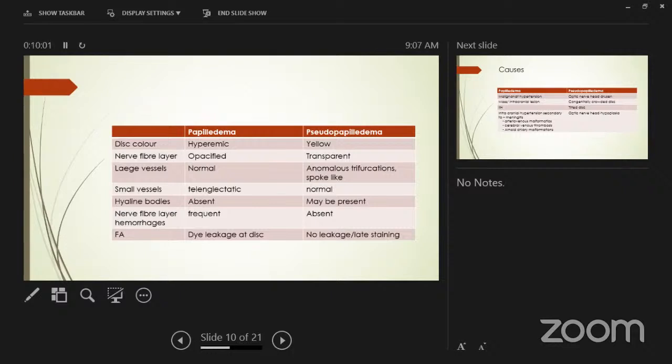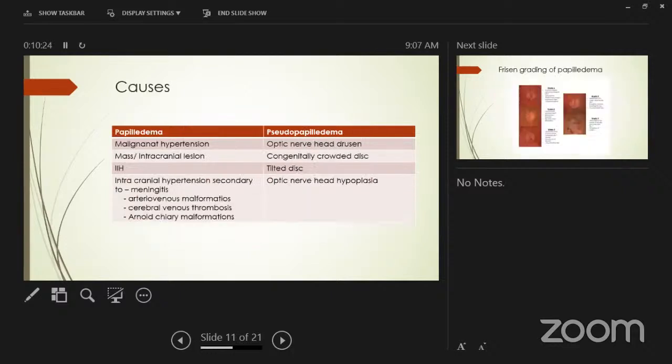Small vessels will be telangiectatic. Hyaline bodies will be absent in papilledema, and nerve fiber layer hemorrhages will be frequent, which are all absent in the case of pseudopapilledema. One of the important differentiating features is that on fluorescein angiogram, dye leakage will be there at the disc, and there will be no leakage or only late staining in the case of pseudopapilledema.